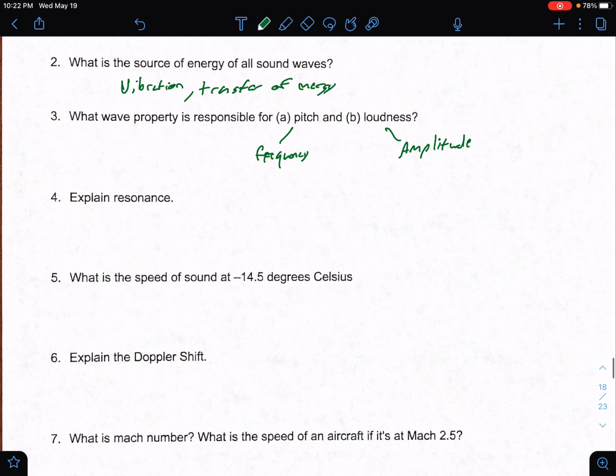Okay, so basically resonance is just matching the frequency of a given object. So everything has a given frequency. It's just a matter of matching it.